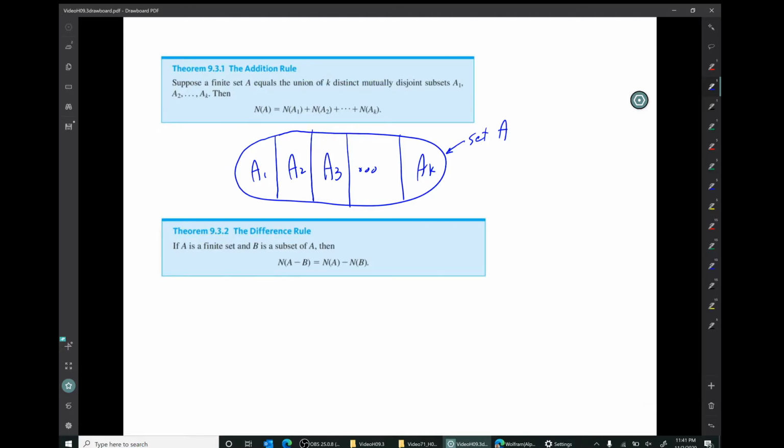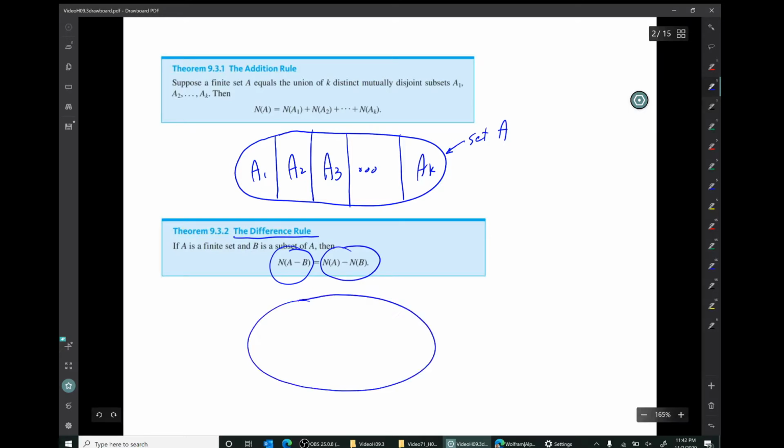The next theorem is a fairly obvious one, given the addition rule. This one is called the difference rule. If A is a finite set and B is a subset of A, then the number of elements in A minus B equals the number of elements in A minus the number of elements in B. Let's draw a picture for that.